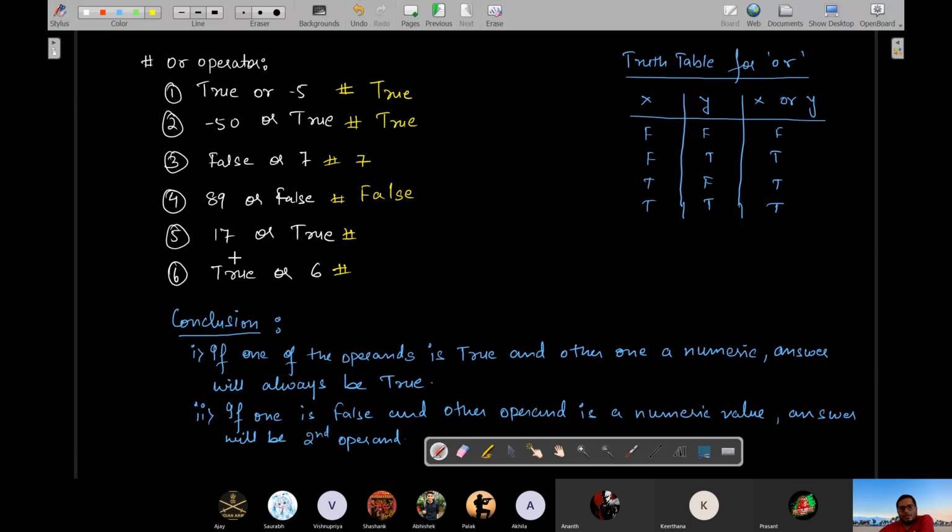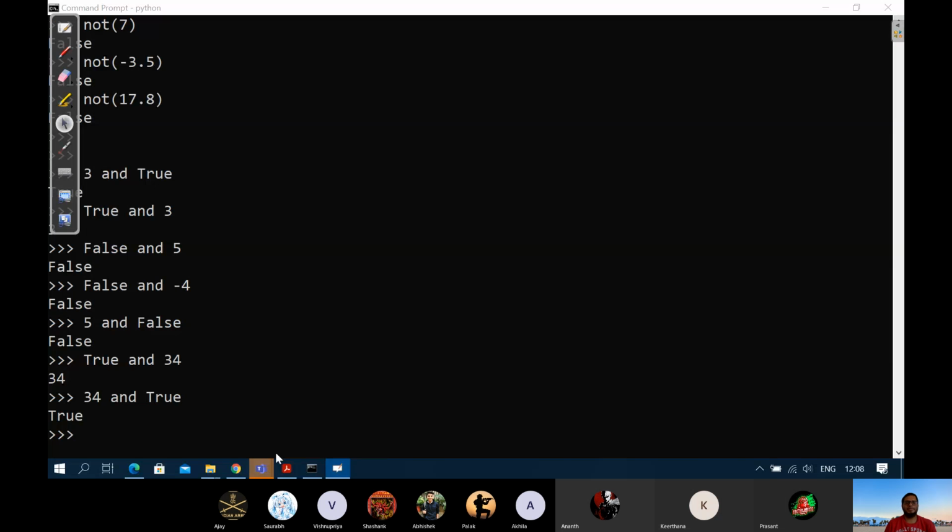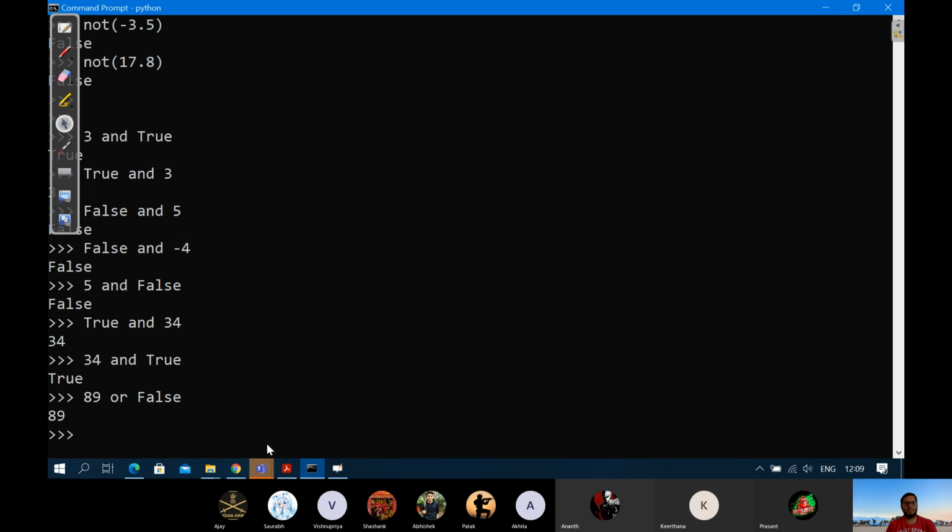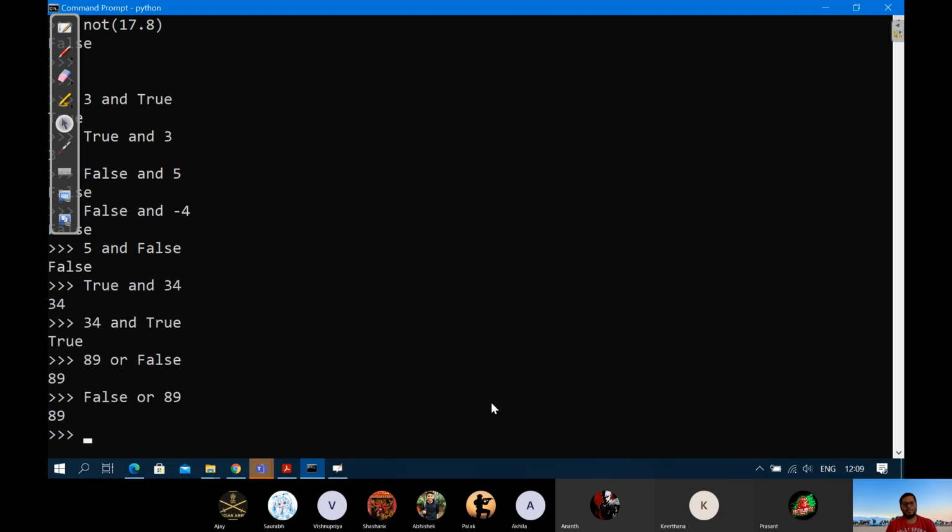False. Okay. Then fifth one, क्या होगा? Fifth and sixth are true. Correct. ठीक है, कोई भी एक उठा के देख लेते हैं. चलो 89 और फॉल्स. मेरे हिसाब से तो फॉल्स आना चाहिए. 89 आ गया. एक मिनट, false, I'll have to check अगर ये उल्टा हो रहा है इसमें. Okay, that means here our observation is a bit different.